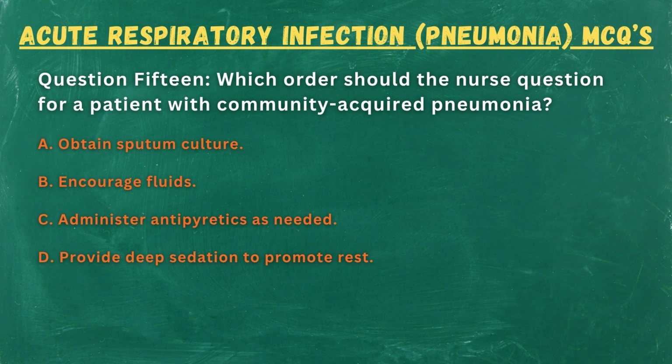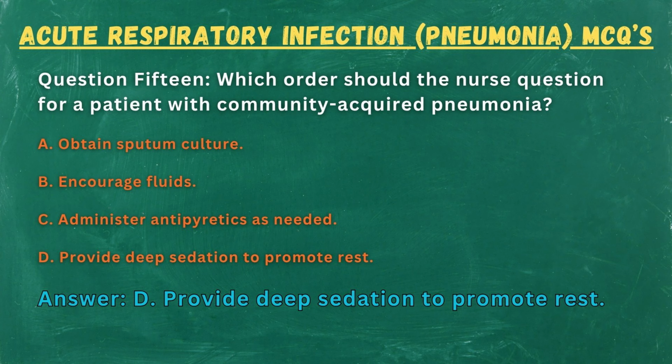Question 15. Which order should the nurse question for a patient with community-acquired pneumonia? A. Obtain sputum culture. B. Encourage fluids. C. Administer antipyretics as needed. D. Provide deep sedation to promote rest. Answer: D. Provide deep sedation to promote rest.